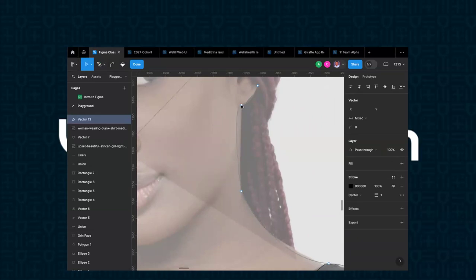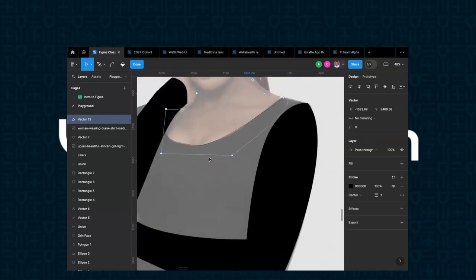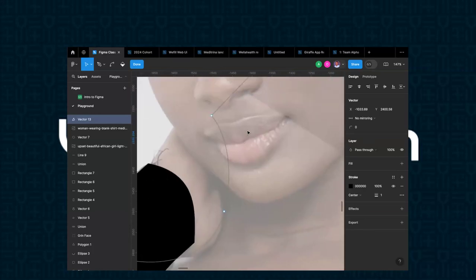So V for move tool here. I don't want any mirroring, no mirroring. I just want to adjust this a bit. Nice. So this has been adjusted. This one also looks a bit weird. So I'm going to adjust this. This one, no mirroring. Nice. I like it that way. And all of this is okay.